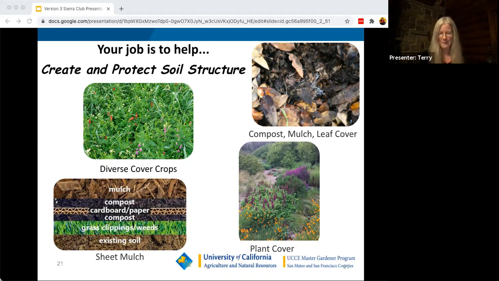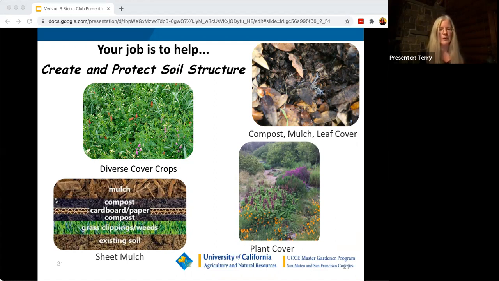And grow those cover crops out. This is a good thing to do in the winter if you have a vegetable garden. Sometimes, I don't know why, but sometimes we just don't get around to planting a vegetable garden in the fall and winter. So go ahead and do a cover crop and let the cover crop enliven your soil.